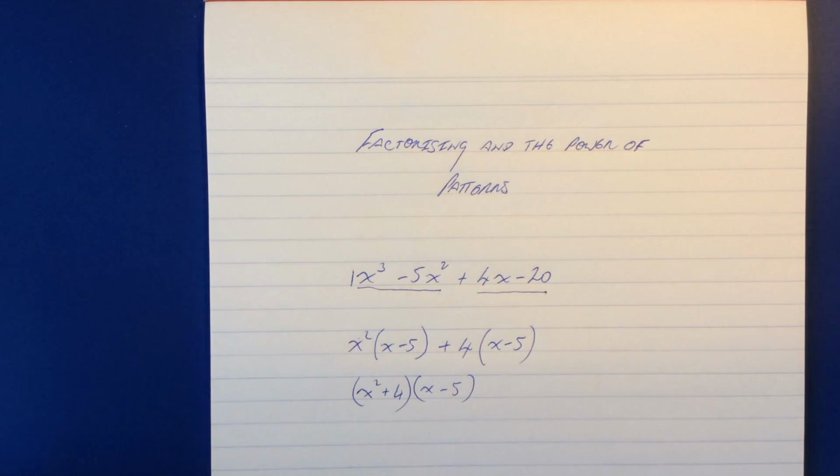If you were to go on and graph this thing, there are two things that you know immediately. The y-intercept is negative 20, and there is an x-intercept, as in the line of this graph goes through the x-axis at x equals 5.